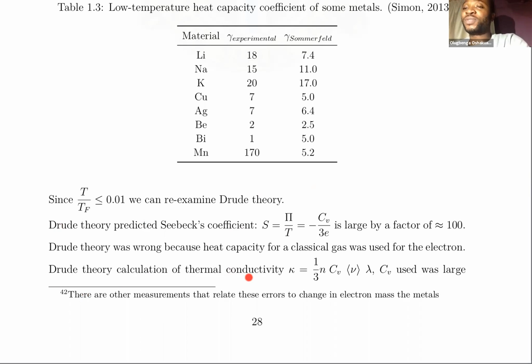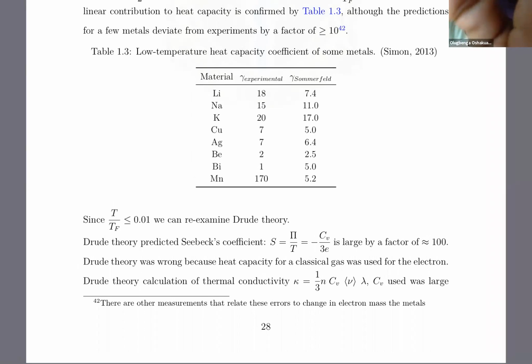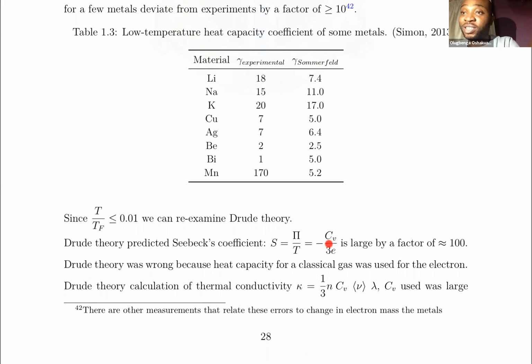Drude theory calculation of thermal conductivity. This is kappa, which is thermal conductivity, 1/3 n C_V v lambda. The C_V used was large, just like we have just said here. The C_V used in Drude theory is large because it is the C_V for monatomic gases. Just like we have said earlier, the C_V used by Drude is large by 100. And when you look at this expression, the C_V used in calculating thermal conductivity by Drude also shows that one mistake was made here. The C_V used here was also that of monatomic gases, not that of electrons.